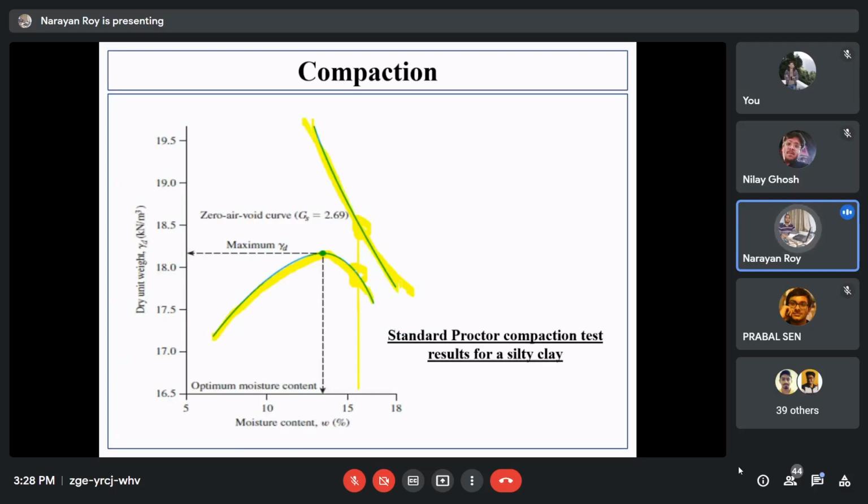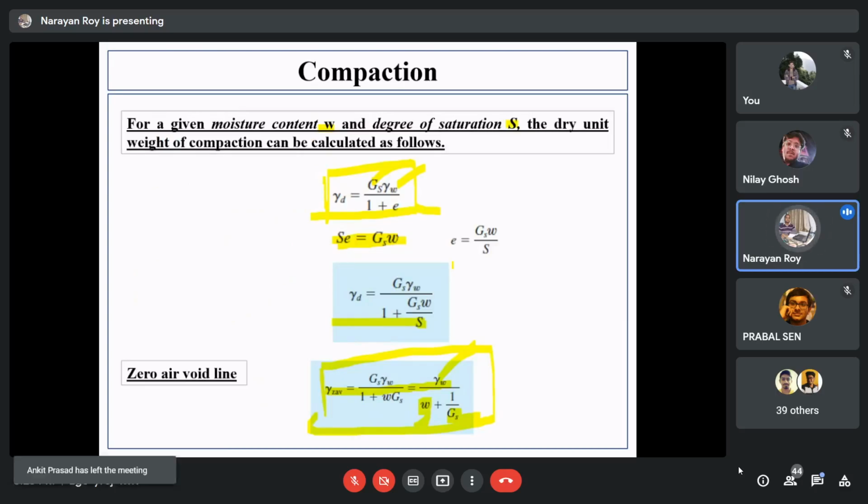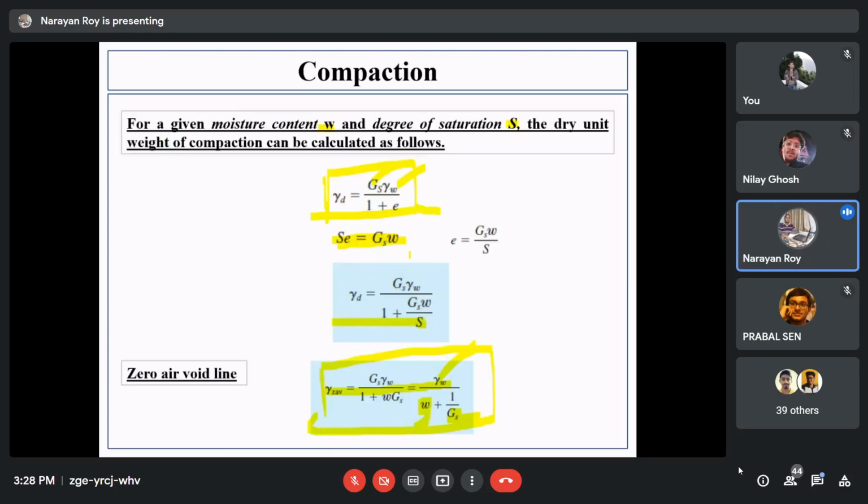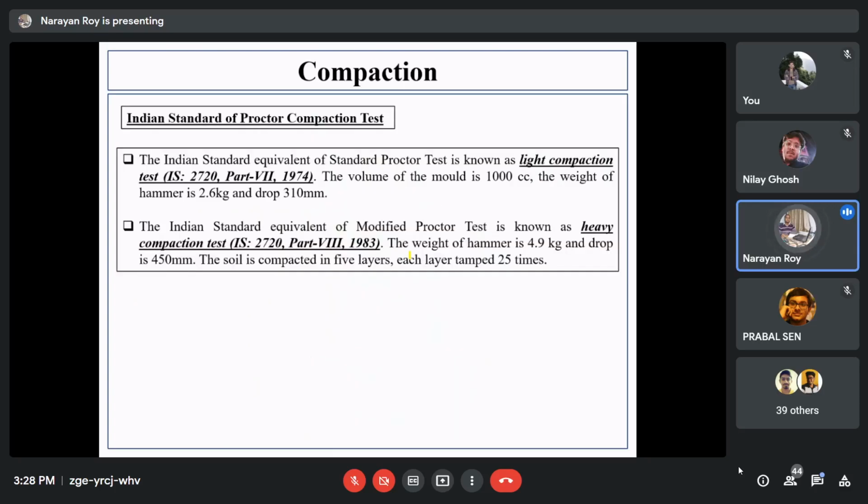So be cautious, try to practice the problem based on this to calculate the compaction curve as well as the zero air void density curve. So I may ask you to plot the compaction curve and find out the OMC and MDD, and also plot the zero air void curve. So you have to be very, very clear about the concept, how to form this kind of compaction curve, how to form this kind of zero air void line. You have to be very, very clear about this.